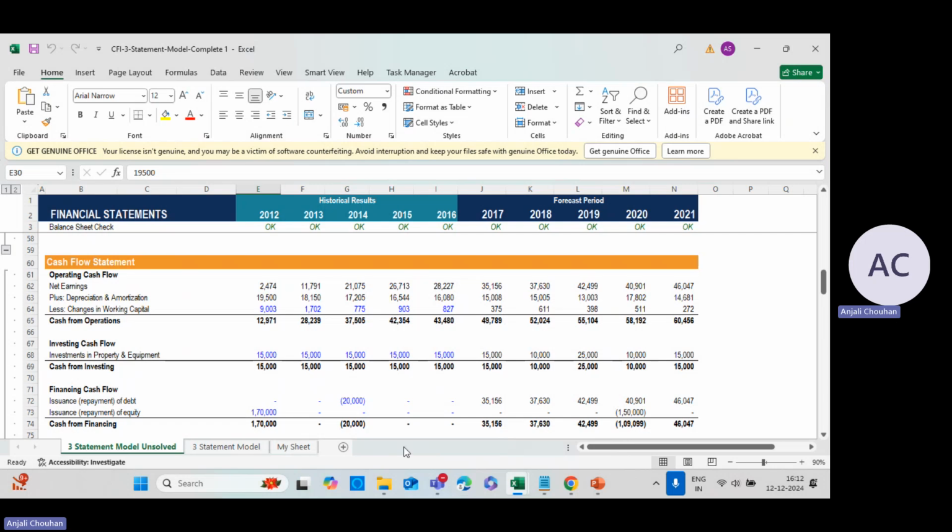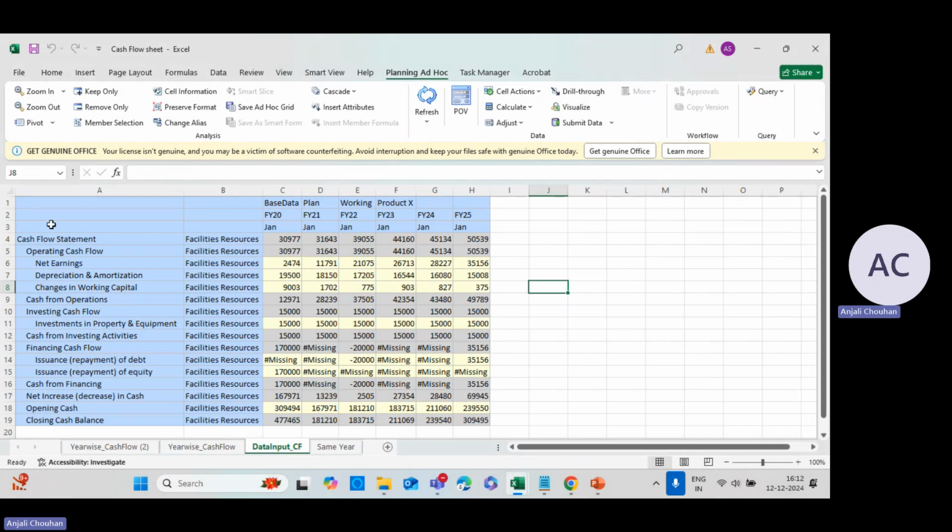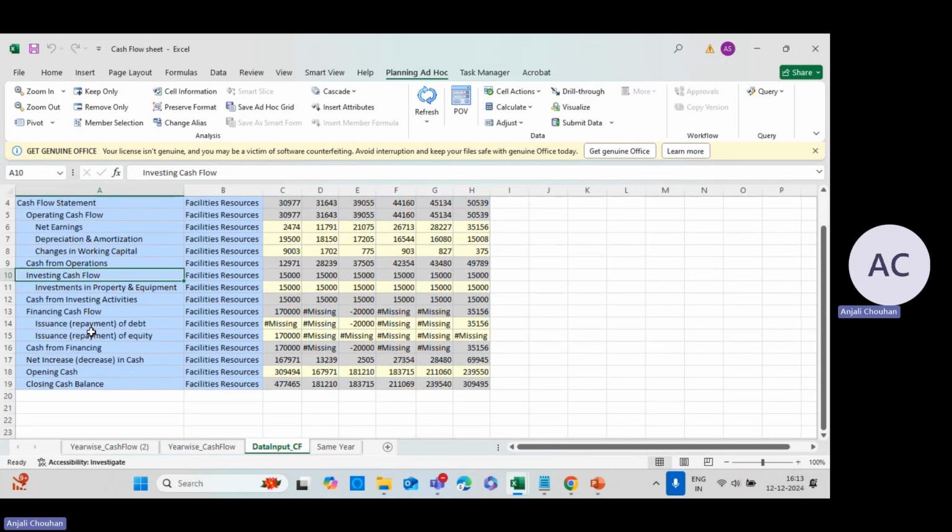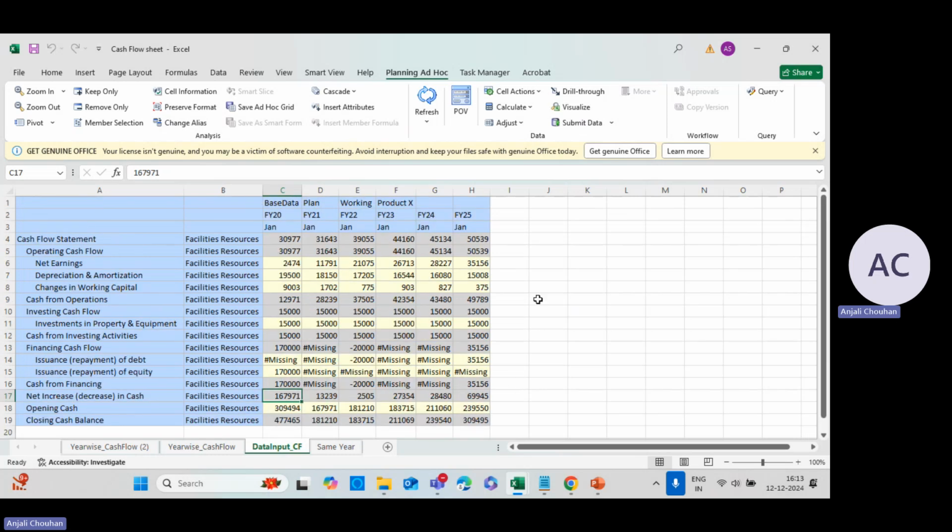This is a complete replication of my planning application. So let's see. Here I have just created the cash flow hierarchy where I have taken the operating cash flow, then investing cash flow, as well as the financing cash flow. Now these activities will give us the net increase or decrease in the cash, and whatever the net increase or decrease is will be added to the opening balance, and we'll get the closing cash balance. We'll just figure out how the calculation comes about.